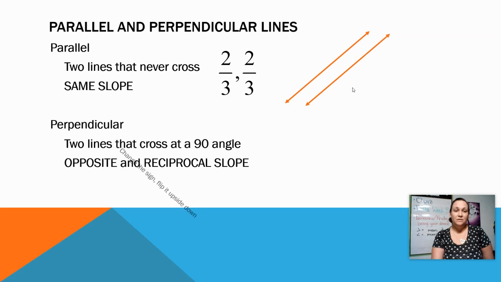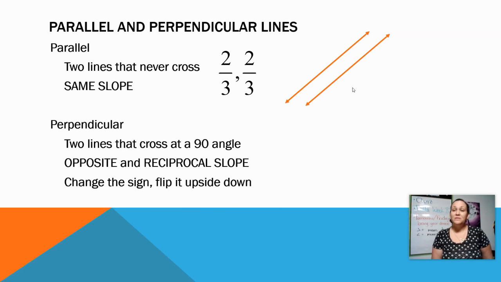The word opposite means that the signs are different. One of them is positive and the other one is negative. It doesn't matter which one is which. You could have a negative and a positive, or a positive and a negative. The word reciprocal means that the numbers are flipped upside down from each other.